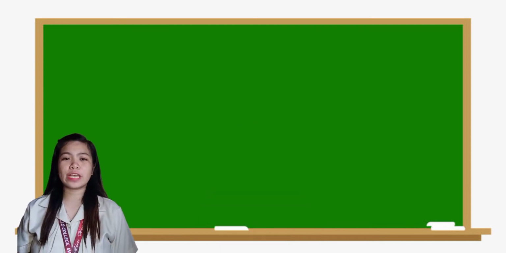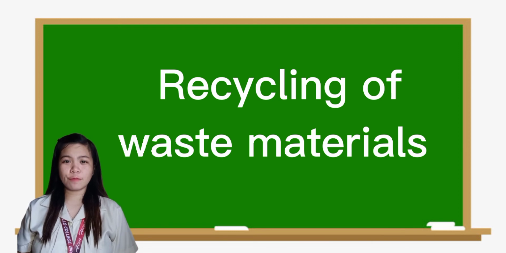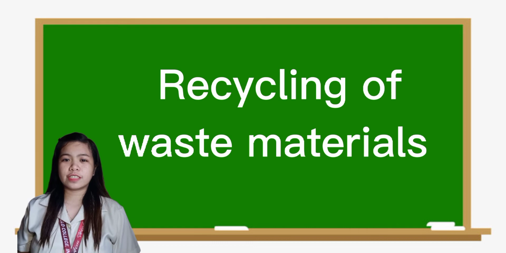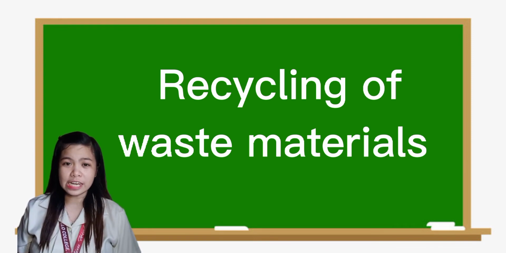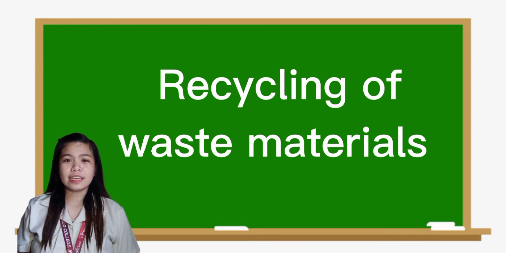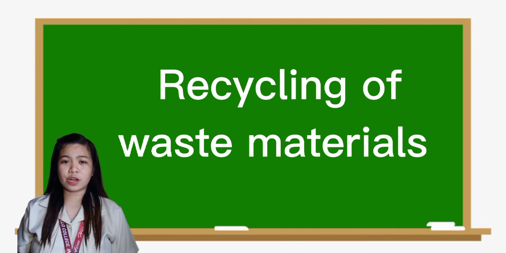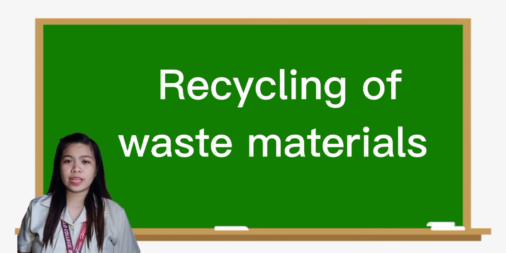So, recycling of waste materials. Recycling is the recovery and reprocessing of waste materials for use in new products. The basic phases in recycling are the collection of waste materials, the reprocessing or manufacturing into new products, and the purchase of those products, which may then themselves be recycled. Typically, materials that are recycled include iron and steel scrap, aluminum cans, glass bottles, paper, wood, and plastic.